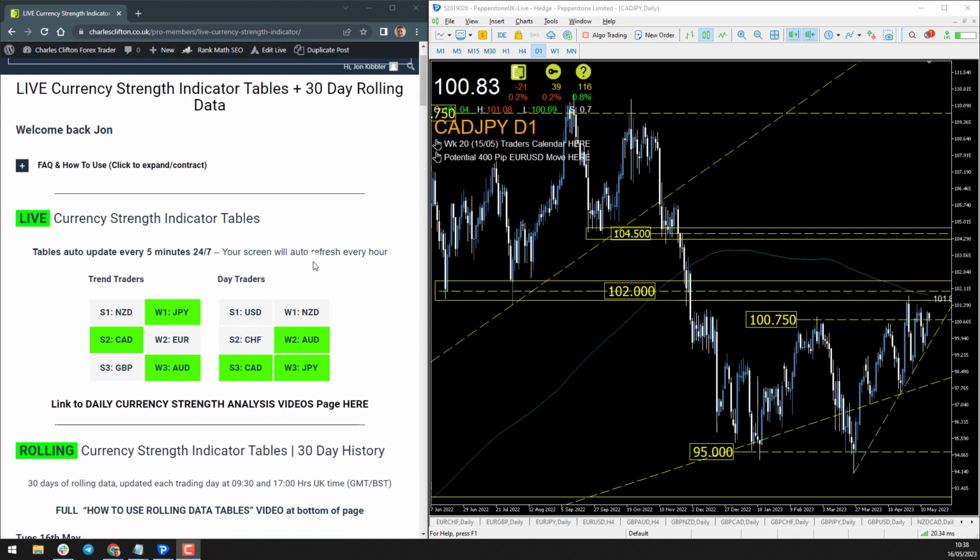Here you can see we've got our two tables in front of us. We have the trend traders table and the day traders table. These are highlighting to us today that we've got a few pairs of confluence. Now, one of those pairs is CAD yen.